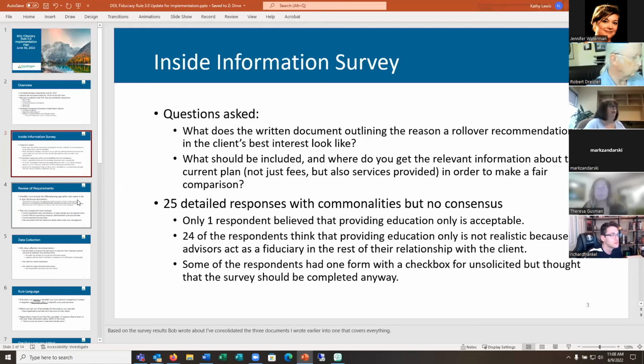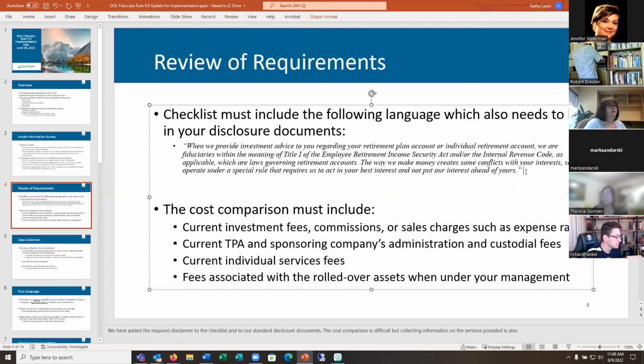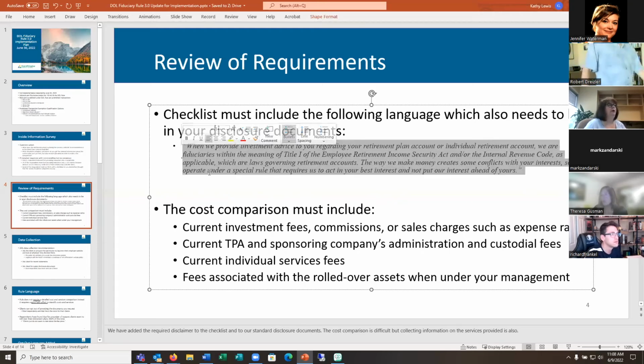So let me just review the requirements of the rule. There's language that you needed to put in your ADV that basically says that you are a fiduciary under Title I of the ERISA Act and the Internal Revenue Code. We have included that both in the document that we're going to require and in our ADV brochures. And that had to be done at the end of January, and we took care of that.